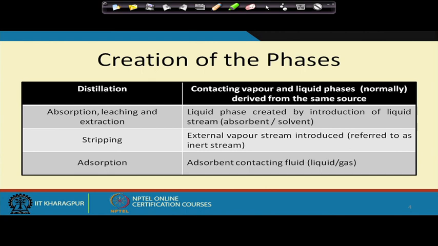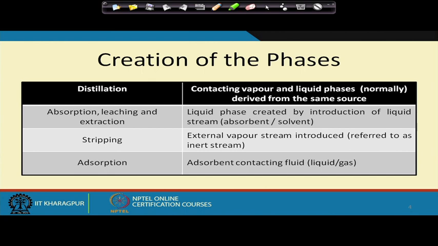Unlike distillation, where the contacting vapor and liquid phases are derived from the same source, for all other mass transfer operations, a third phase is required in order to effect separation. For example, in absorption, leaching and extraction, this third phase is the liquid phase created by introduction of a liquid stream. Liquid stream is often termed as the absorbent in absorption, or it is termed as the solvent in case of extraction, leaching, and also in absorption we often call it a solvent.